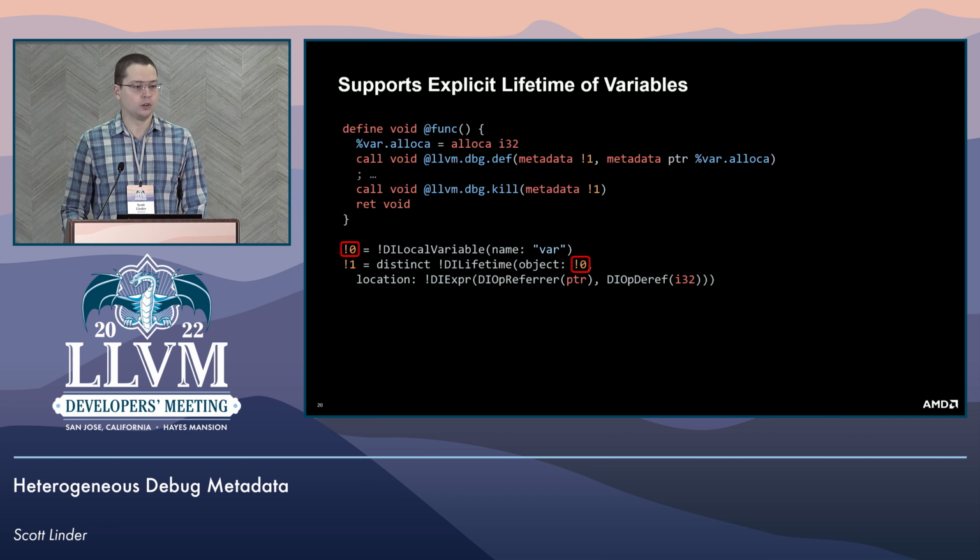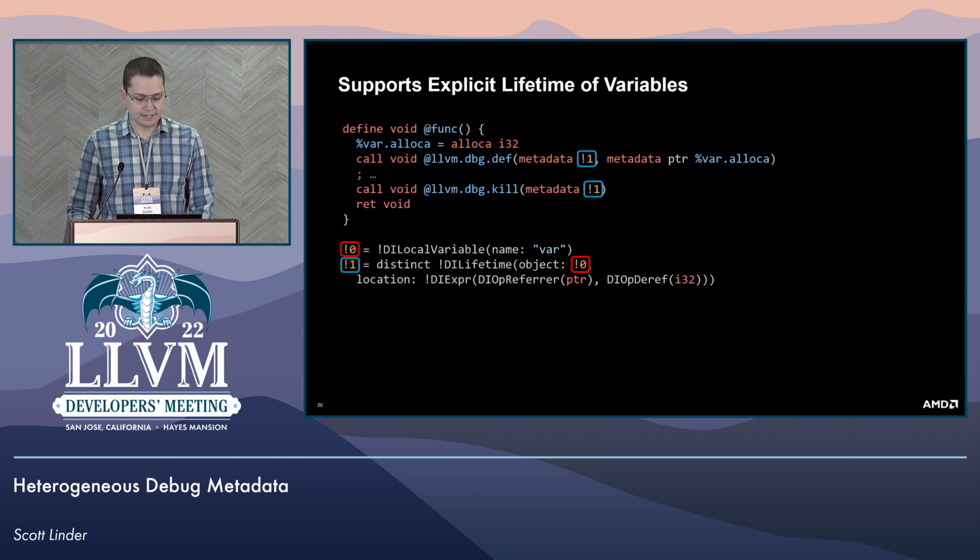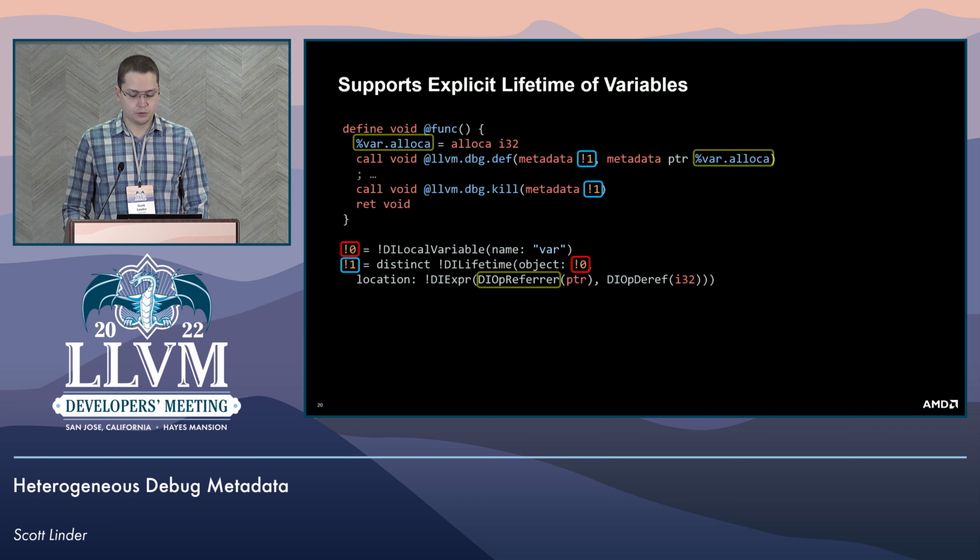So we still have a DI local variable from before, but now it's referred to by a DI lifetime, not an intrinsic directly. So this is representing a single location for this local variable. The DI lifetime is bounded or anchored into the instruction stream by calls to these new intrinsics, LLVM.dbg.def and LLVM.dbg.kill. And the second argument to the def intrinsic defines what we call the referrer of that lifetime that it's referring to, which essentially is the explicit input. So you'll note that there's no implicit input to the DI expr. I'll just call it expression from now on.